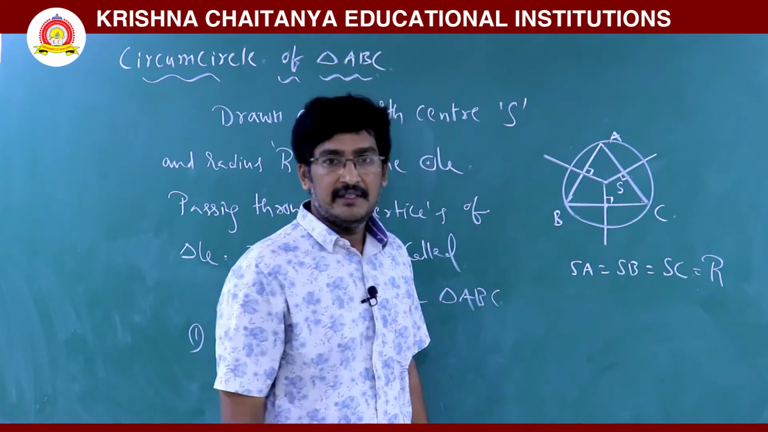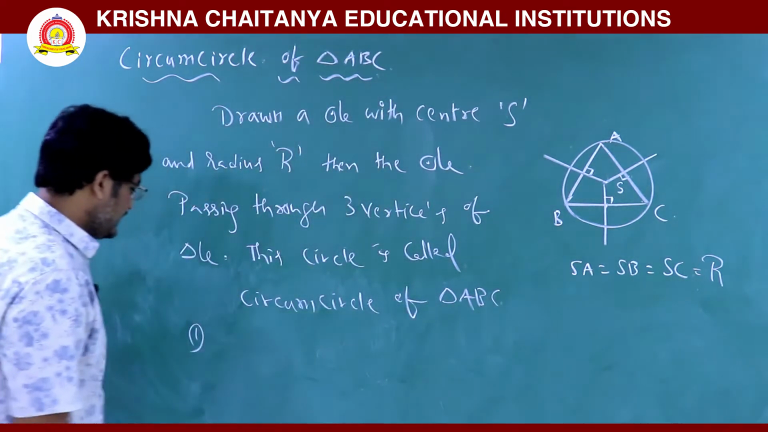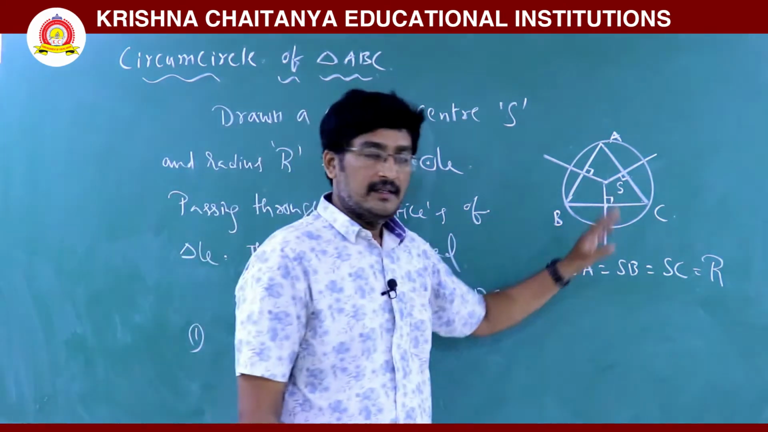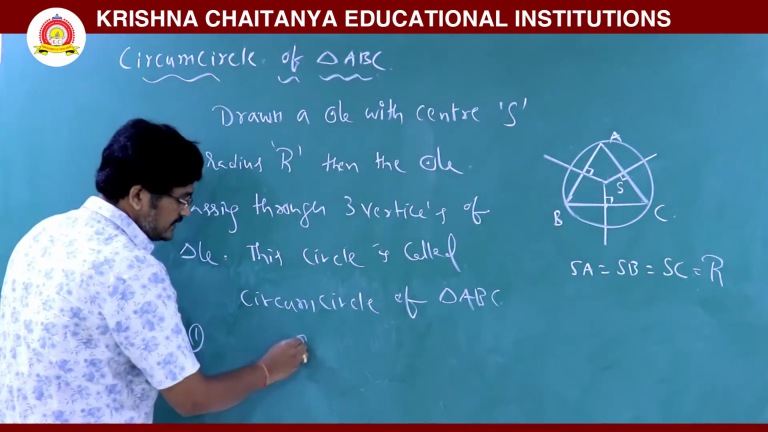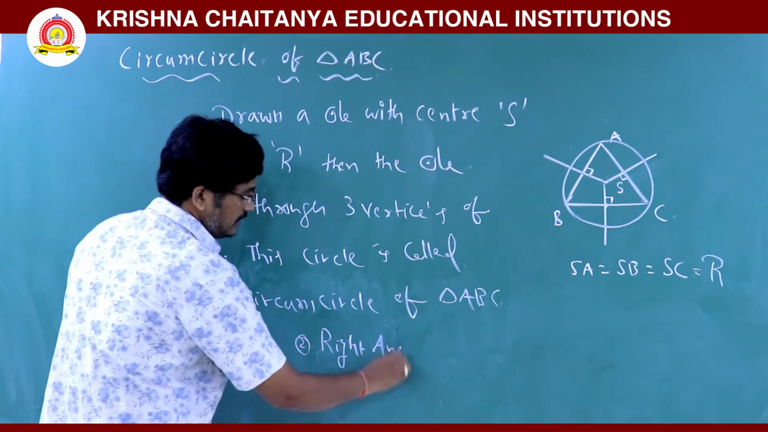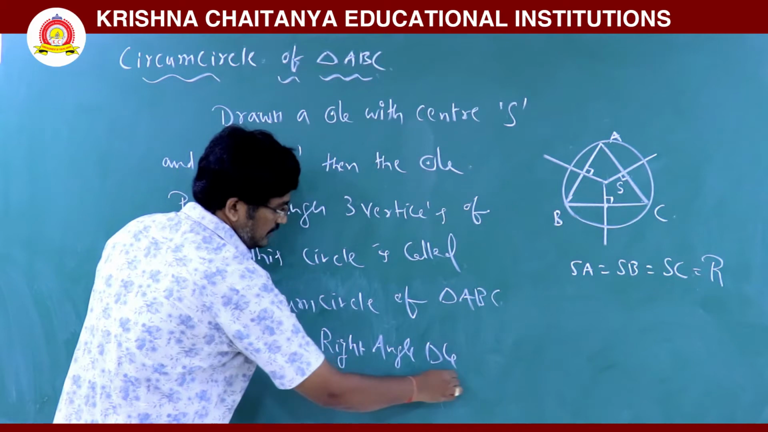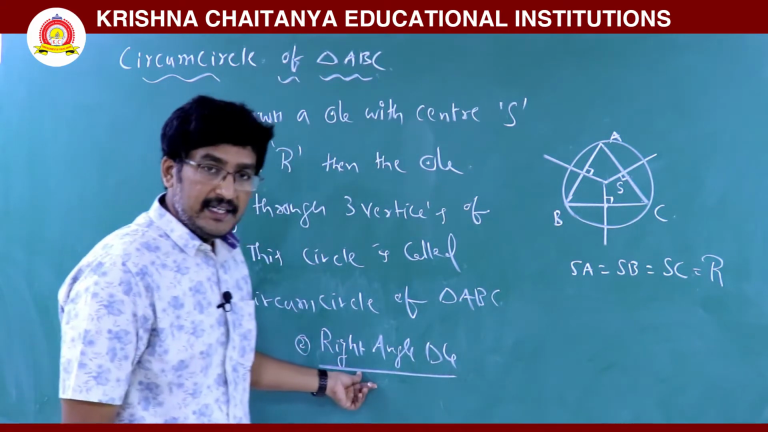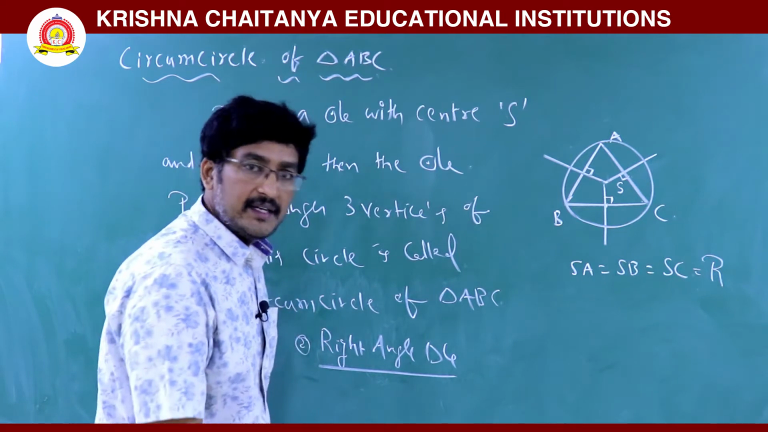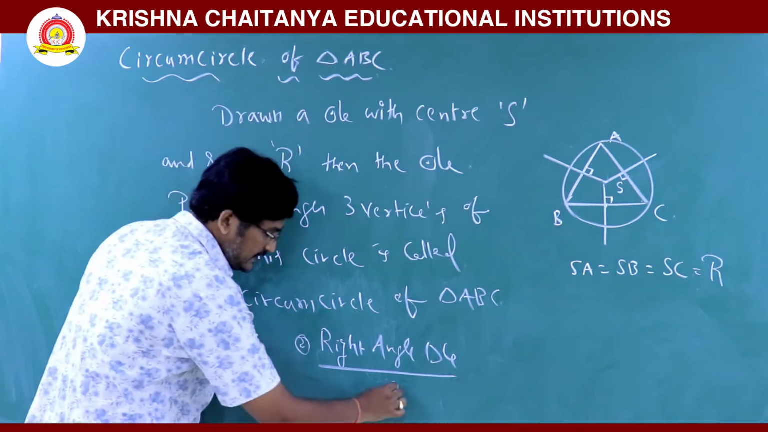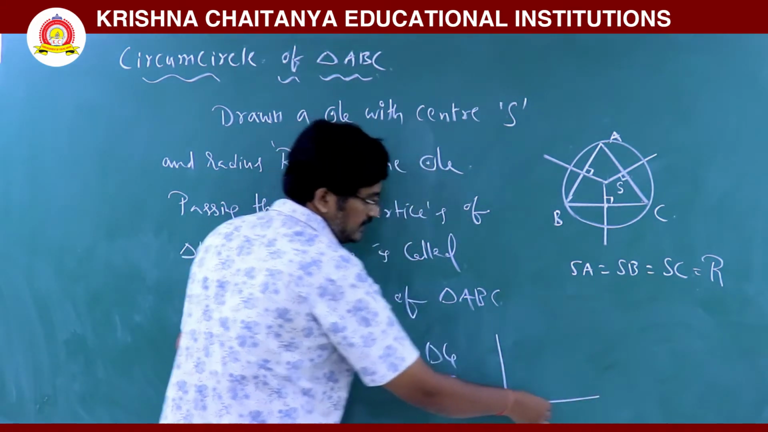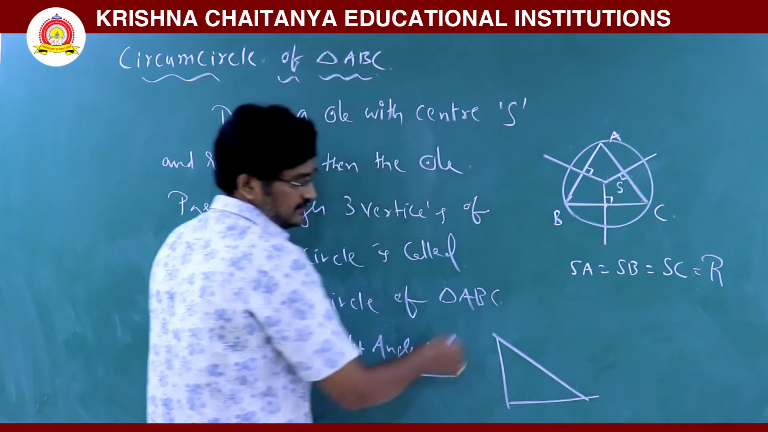We have to observe one thing here. Suppose I am taking the right angle triangle. The first one is the acute angle triangle, that is general. The second one is the right angle triangle. So, in the right angle triangle, what is the location of the circumcenter? I already explained. Suppose you take the right angle triangle like this.